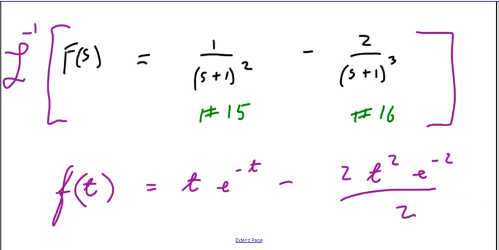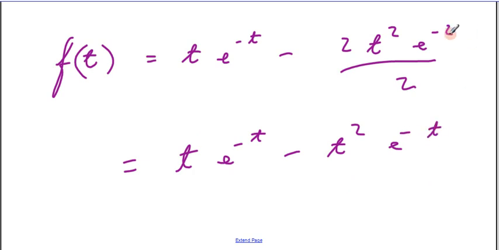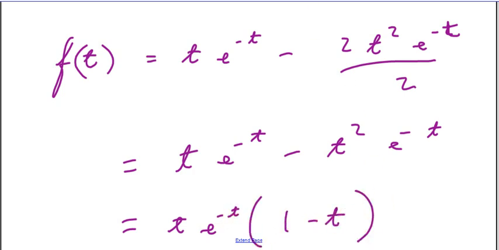And so obviously those 2's can go away. So f of t is going to be t e to the minus t minus t squared e to the minus t. We can take t e to the minus t out, and we're going to have 1 minus t, and that checks with the back of the book. Authors managed to get 2 in a row correct. Totally awesome.